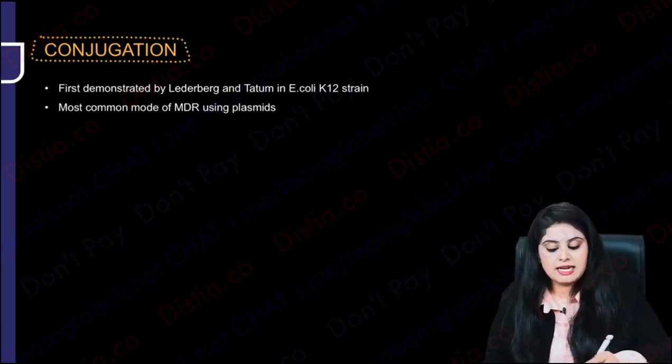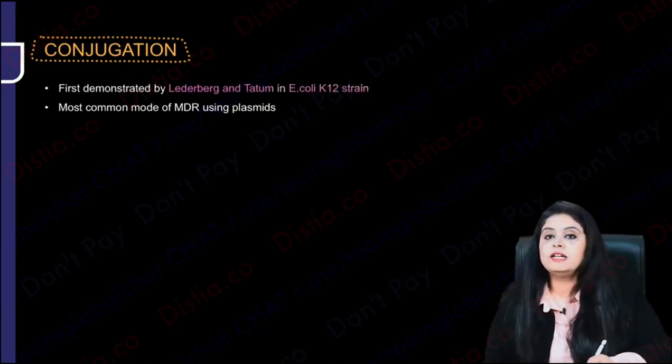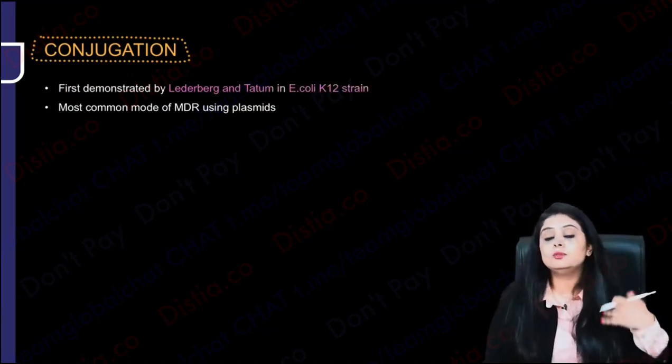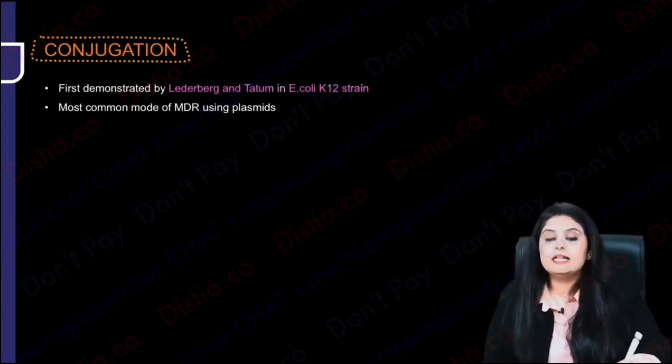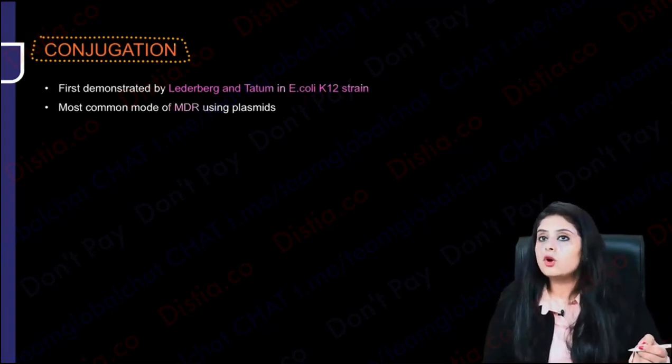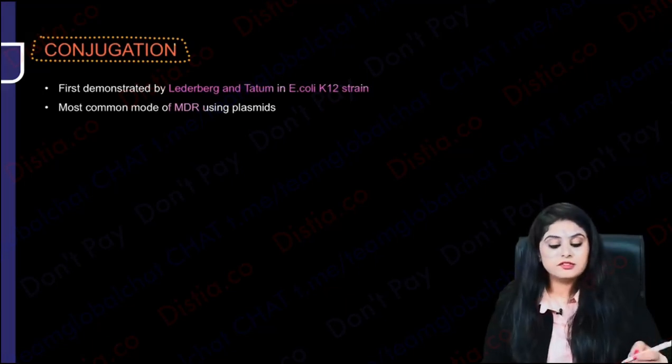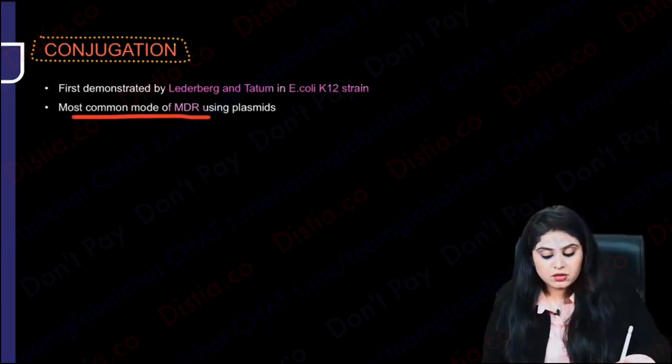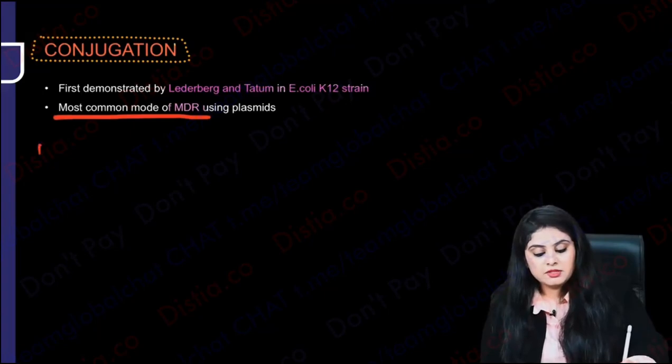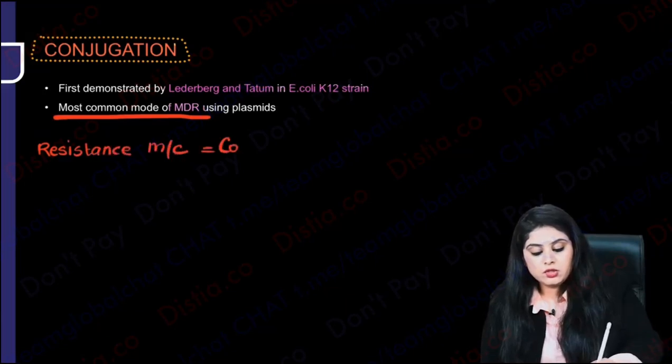This was explained by Lederberg and Tatum, and this was explained in E. coli. And let me tell you, finally I can make that list. If I ask you which is the most common mode of multi-drug resistance? The most common mode of multi-drug resistance in the bacteria is conjugation. So remember, the most common mode of resistance transfer is going to be conjugation.